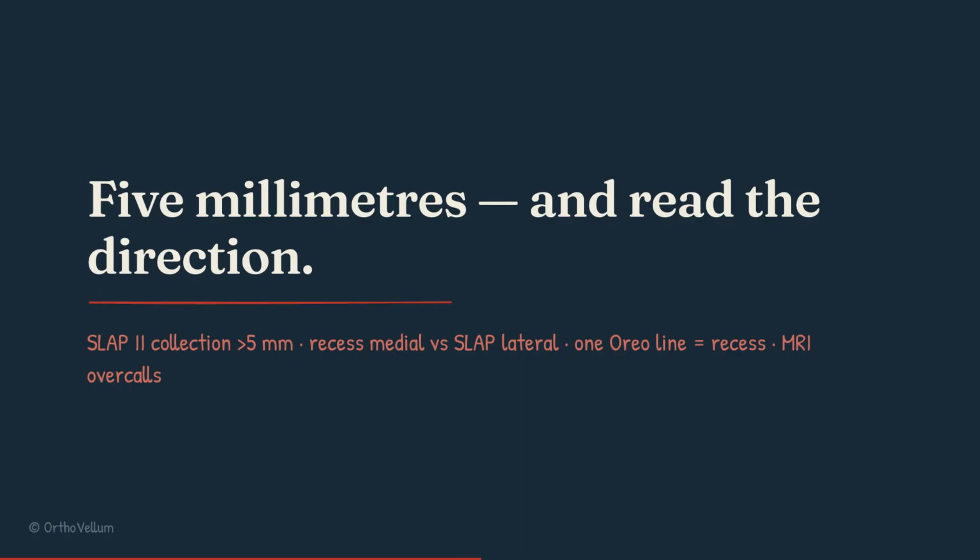A SLAP tear extends laterally into the labral substance. The Oreo sign, one dark line between labrum and glenoid. Two lines, or lateral tracking, mean detachment. MRI alone overcalls, correlate before operating.